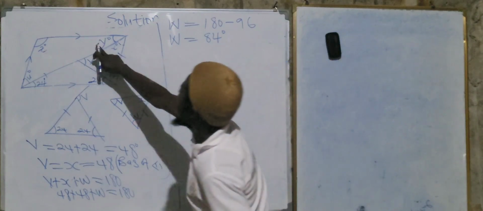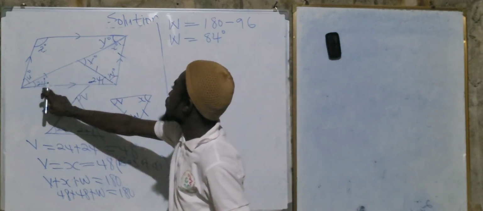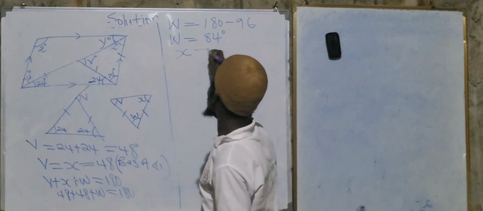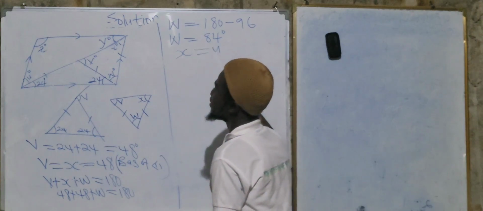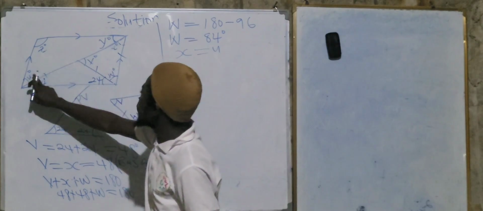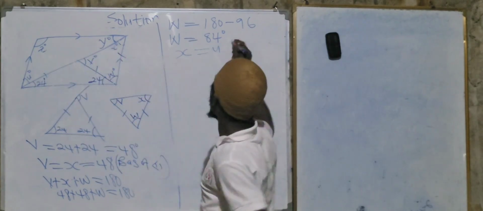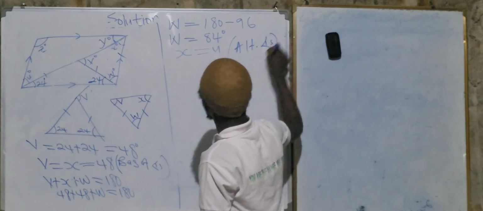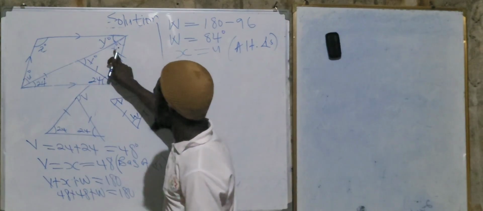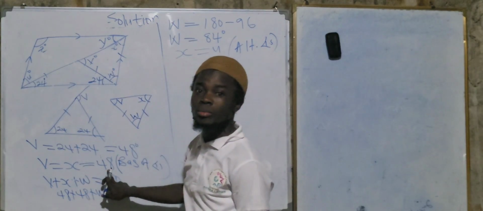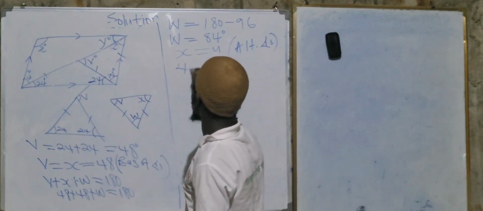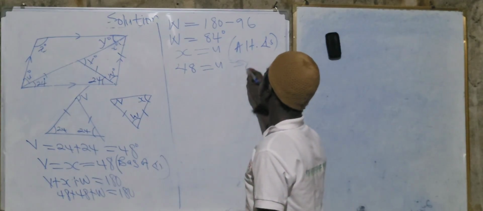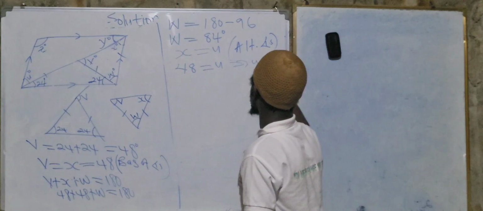Now Y is equal to 20. X is equal to U, right? X is equal to U because they are alternate angles. Since X is 48, 48 is also equal to U. Therefore U is equal to 48 degrees. Are we okay here?